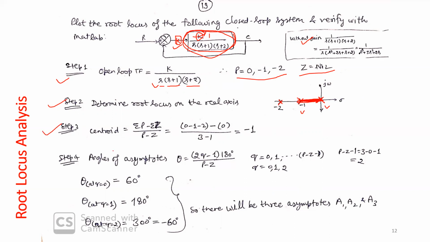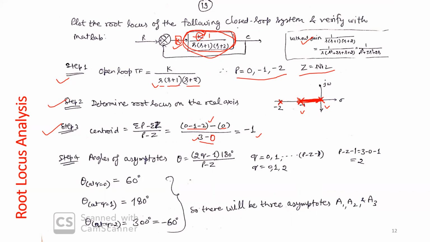Third step, find the centroid. Summation of poles 0, -1, -2, minus the sum of zeros, which is 0 because there is no zero. So here you will have -3 divided by 3, which gives -1. So the centroid will be at -1 itself.